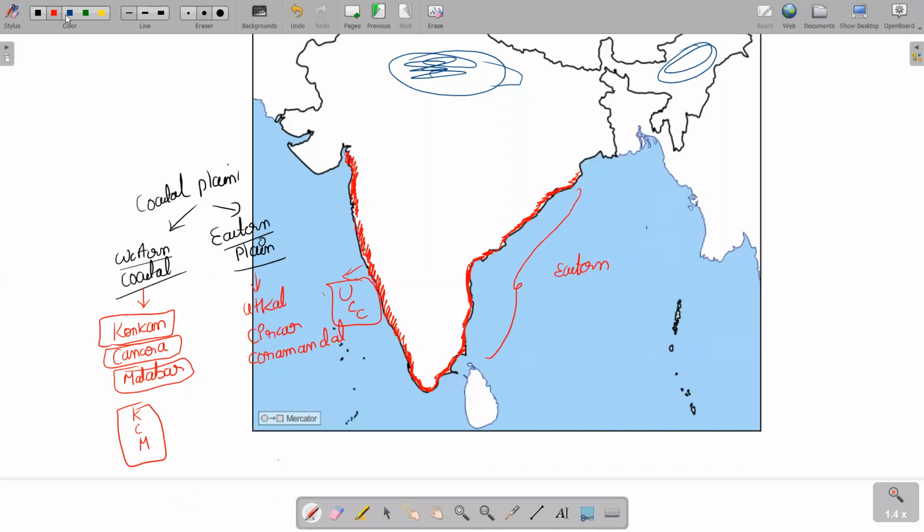So Konkan is present in Maharashtra and Goa, the coastal areas of Maharashtra. This is your respective Maharashtra. Whatever I'm pointing right now is your Maharashtra, pointing the coastal area up to Goa. So this is the way you have to map point. Point the entire area from here to here and write that this entire area is called the Konkan coastal area.